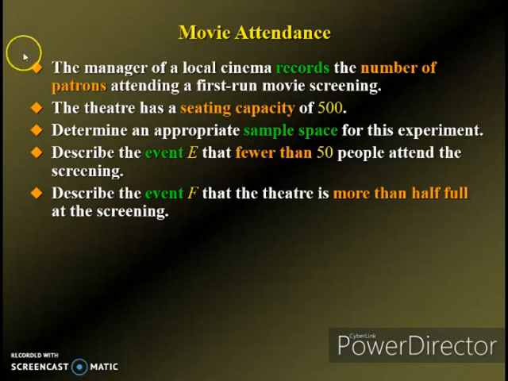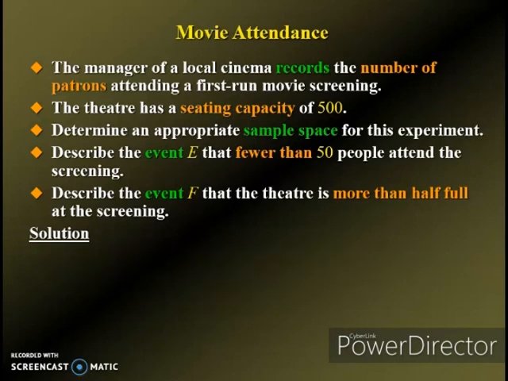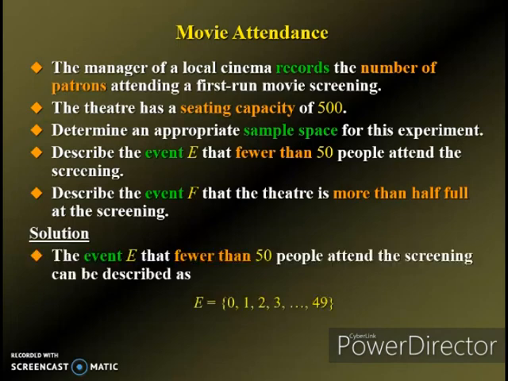So what will be the sample space? Sample space S is equal to {1, 2, 3, 4, etc. up to 500}. There is a possibility that the screening can be done when there are no people. So the sample space starts from 0. Determine an appropriate sample space for this experiment, we have already done. Describe the event E that fewer than 50 people attend the screening. If it's fewer than 50 people, then it will be 0, 1, 2, etc. up to 49. So that will be event E.